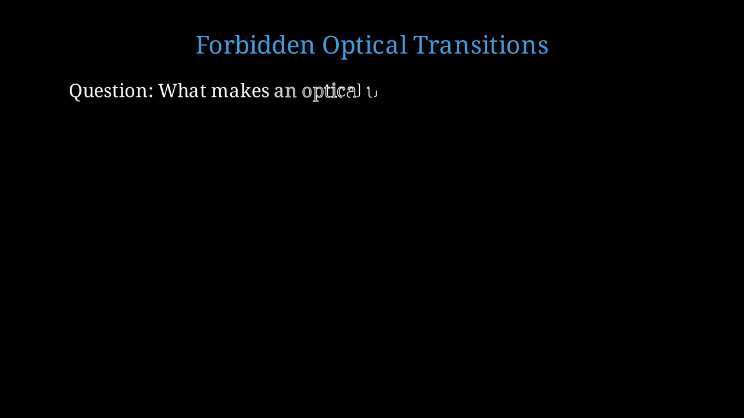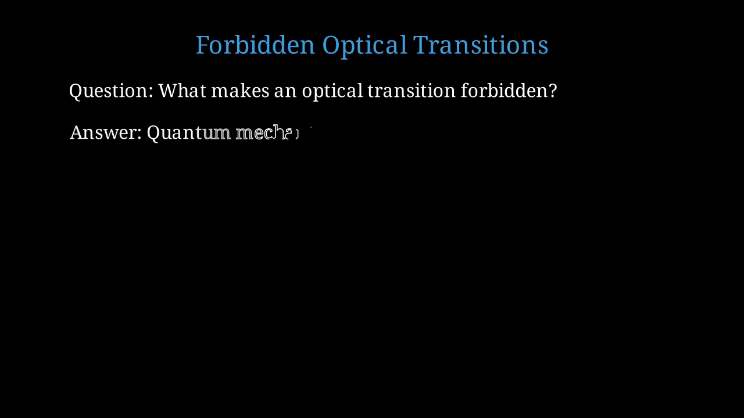Now let's explore a fascinating phenomenon: how plasmonic hotspots can enable apparently forbidden optical transitions. Let me ask another question. What makes an optical transition forbidden in the first place? The answer lies in quantum mechanical selection rules. In the electric dipole approximation, transitions must satisfy specific rules based on angular momentum and parity. For electric dipole transitions, the angular momentum quantum number L must change by plus or minus 1, and the magnetic quantum number m can change by 0, plus 1, or minus 1.